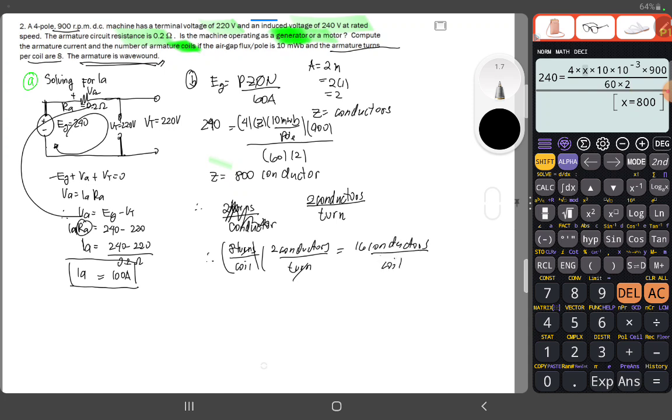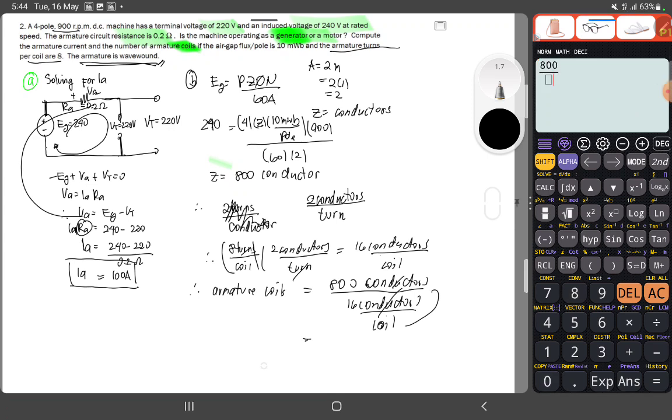The question is about the armature coils, therefore it is equal to the number of conductors, 800 conductors, divided by 16 conductors per coil. Cancelling out the conductors, we have 800 divided by 16. So we'll have one answer equal to 50 active coils.